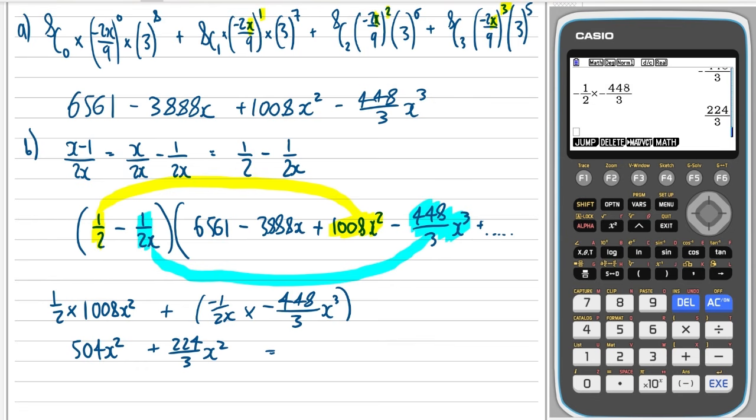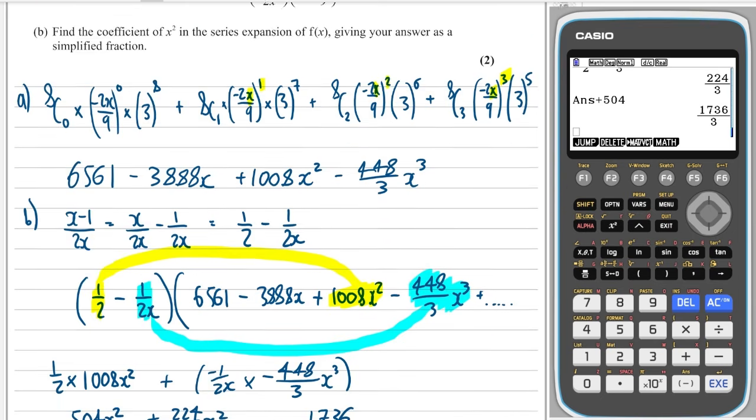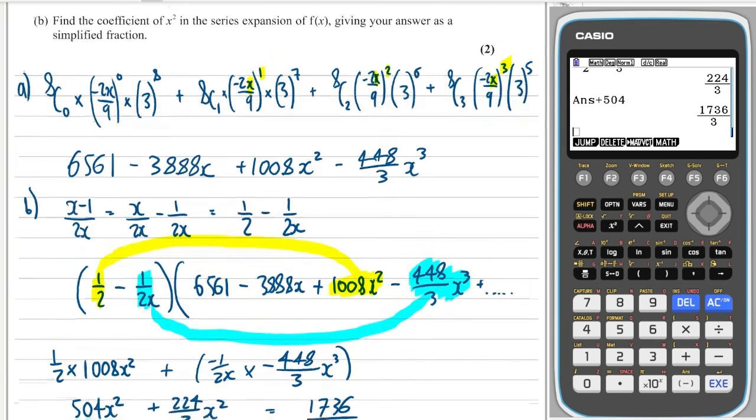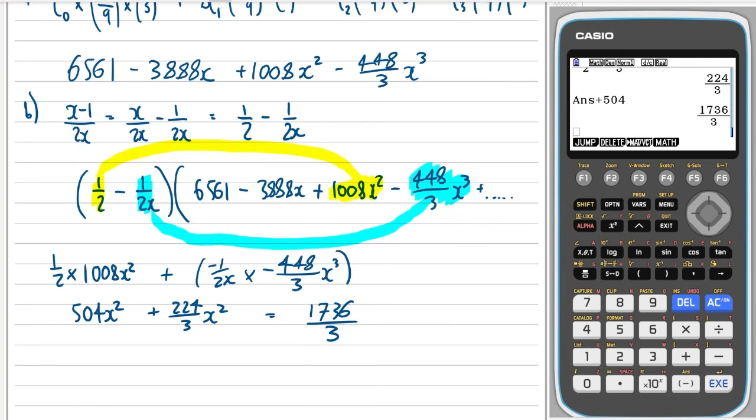So in total, how many x squareds have we got? We've got to add those two together. So add on the 504, and we're going to get 1736 over 3. And it's just asking for the coefficient, so that is good.